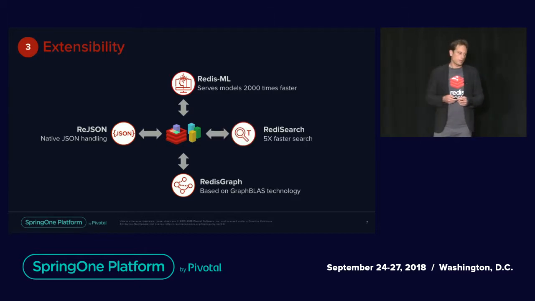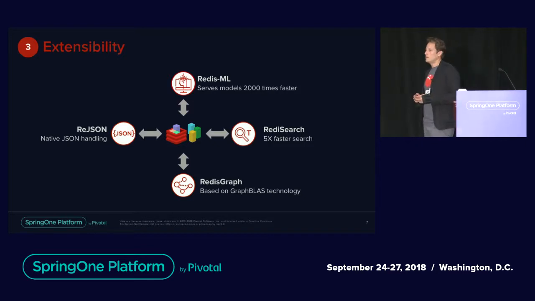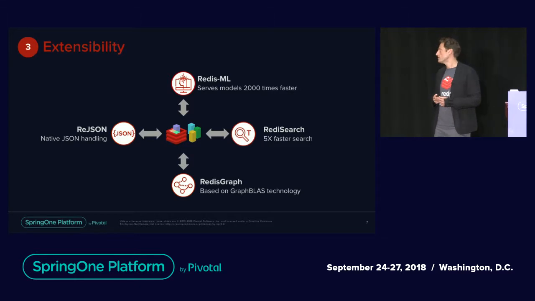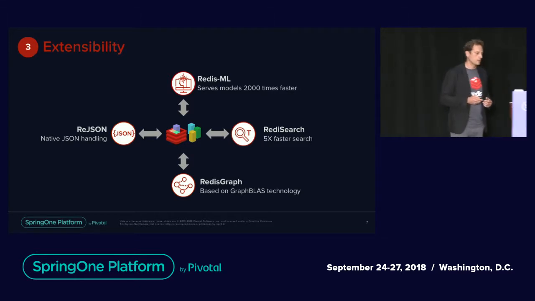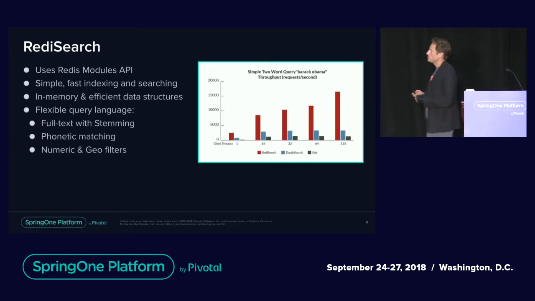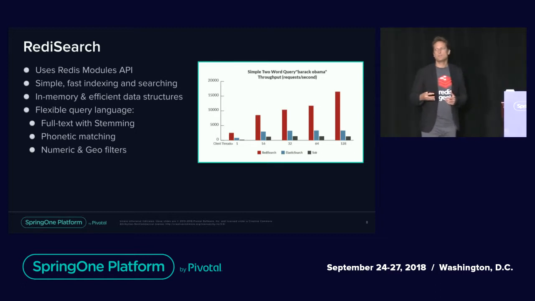And finally, the one that's probably the most popular, it's RediSearch. It's a full-text search engine that's very high performance. So we'll just talk about RediSearch in more detail right now. RediSearch, again, uses the Redis modules API. It provides simple and fast indexing and searching. So it's not just about searching, it's also how fast the indexing can be.